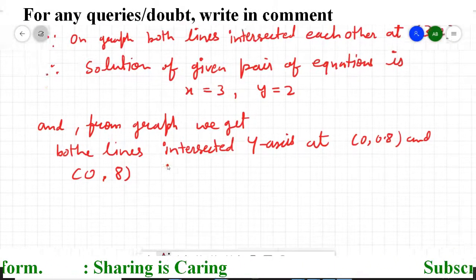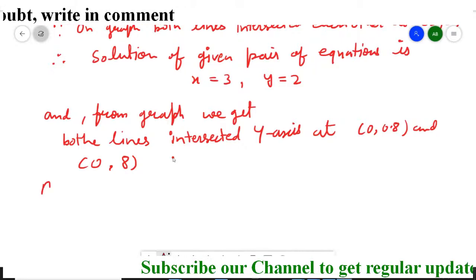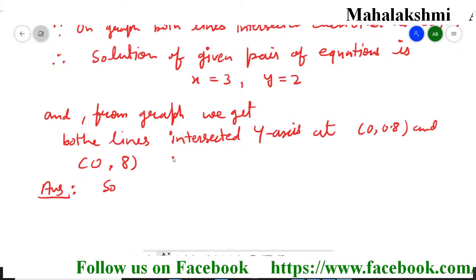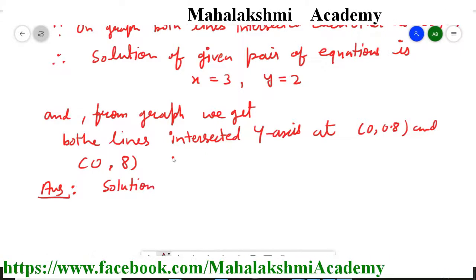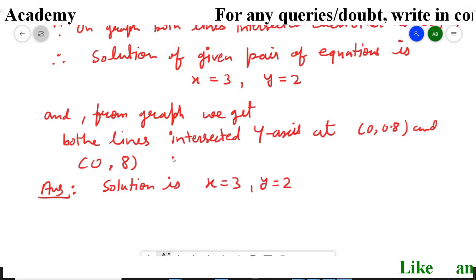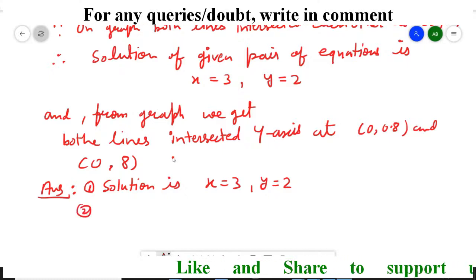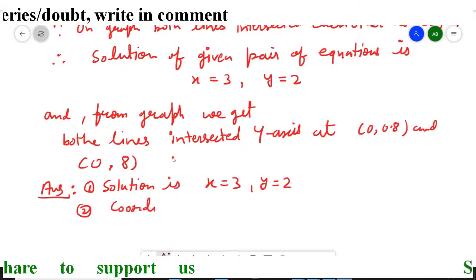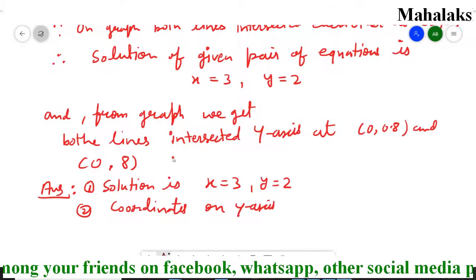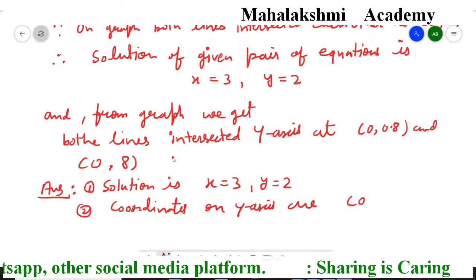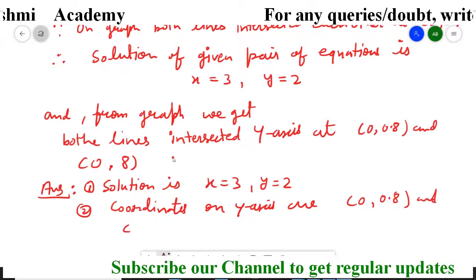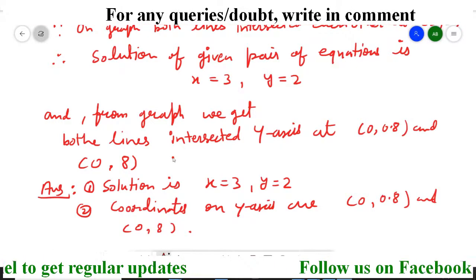So finally we'll write the answers. So in answers we have to write down, solution is x is equal to 3 and y is equal to 2. So this is first answer. Second answer, coordinates on y-axis are 0, 0.8 and 0, 8. So that's our answer.